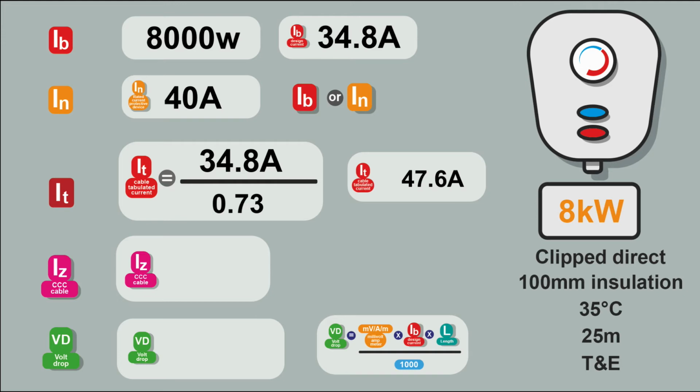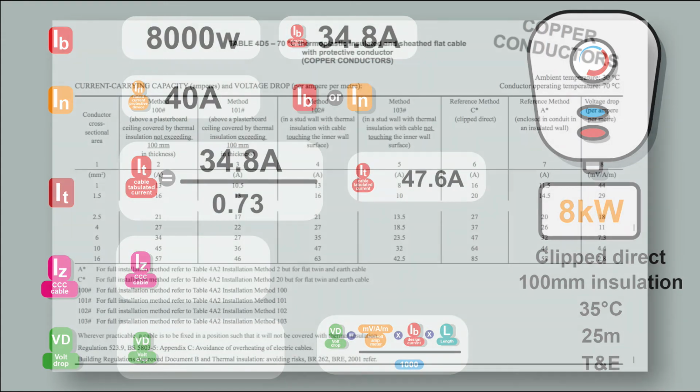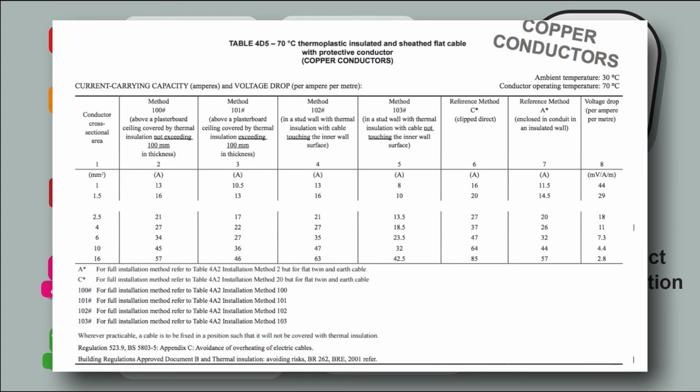Right, now we need to find out our Iz. This is the actual cable we're going to install, so we need to look in the right tables. There's a couple of tables that we can use. Table 4D5 is specific to cables in stud walls or above plasterboard ceilings covered in insulation. We're slightly different in this example because we're going through 100 millimeters worth of insulation, so we're going to use table 4D2A.